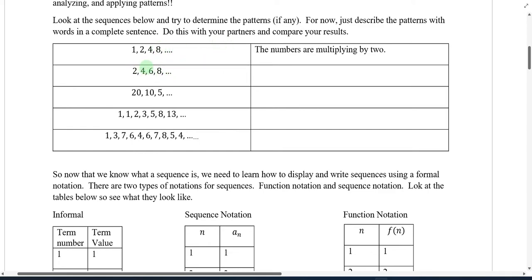So let's take a look at this one. This one is 2, 4, 6, 8. We've seen this sequence before at some point in our lives. This is a list of the even numbers, right? And to generate this one, what we're doing is we are adding 2 each time, right? So we're doing 2 plus 2, which is 4, 4 plus 2, which is 6, 6 plus 2, which is 8. So we would say we are adding by 2.